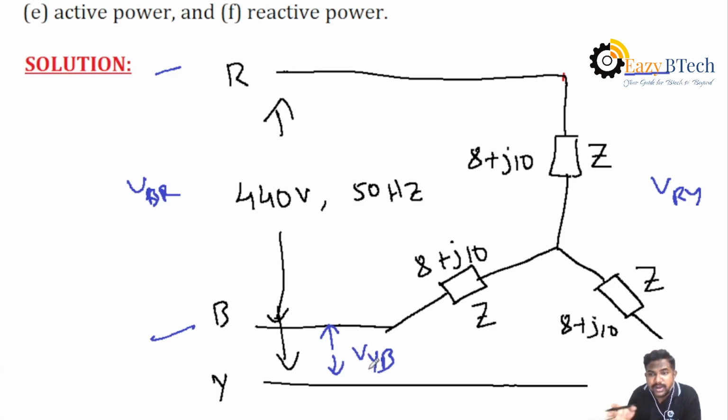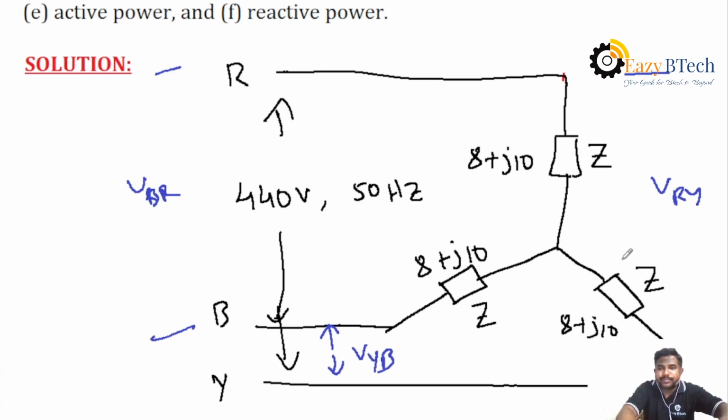Okay, here all values are equal. Why? Because the star system is balanced. Balanced means total impedance value is equal in each phase. Similarly, current is also equal, and similarly voltage is also equal. That's why you can find out one voltage only, then all three voltages are equal. But in three phase, what is different here? All three phase currents or all three phase voltages are displaced by 120 degrees from each other.